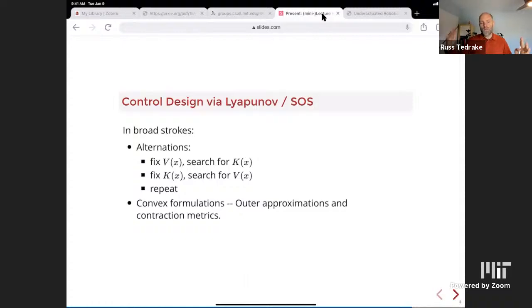Okay. Both of them have the property that you can write them as sums of squares. As I increase the degree of the polynomial and the degree of the multipliers, you expect them to converge to the true region of attraction. One of them will converge from the inside to the real one. The other one will converge from the outside in.